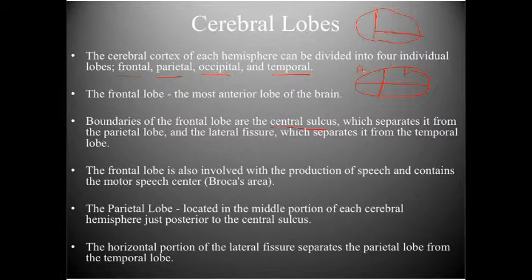The frontal lobe is also involved with the production of speech and contains the motor speech center, or Broca's area. So the frontal lobe is going to be concerned with speech and motor speech. The parietal lobe, on the other hand, is located on the middle portion of each cerebral hemisphere, just posterior to the central sulcus. The horizontal portion of the lateral fissure separates the parietal lobe from the temporal lobe.